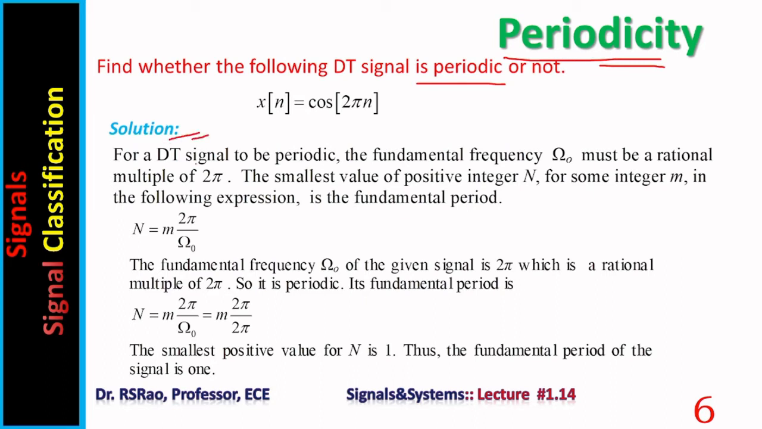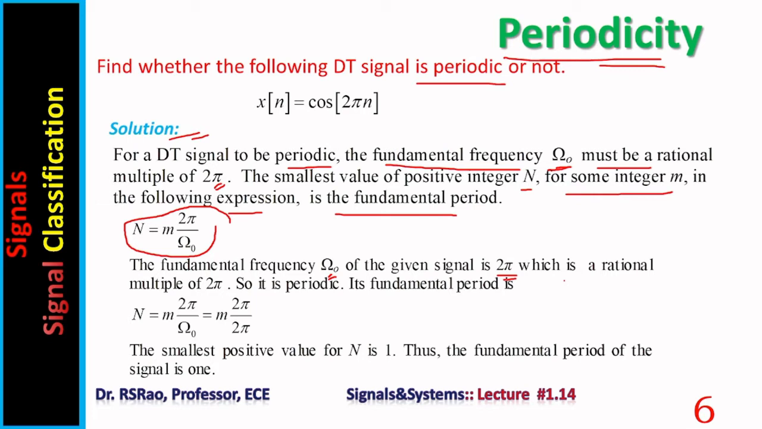Now the solution. For a DT signal to be periodic, the fundamental frequency omega naught must be a rational multiple of 2 pi. The smallest value of positive integer capital N for some integer m in the following expression is the fundamental period. What is that expression? Capital N is equal to m times 2 pi by omega naught. The fundamental frequency omega naught of the given signal is 2 pi, which is a rational multiple of 2 pi.